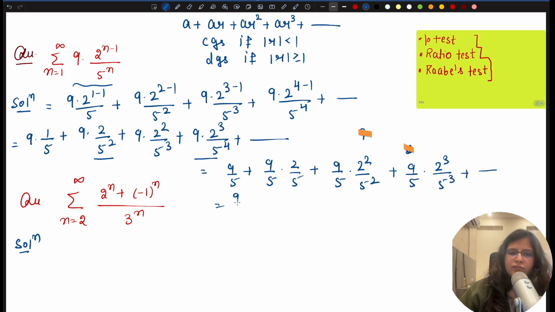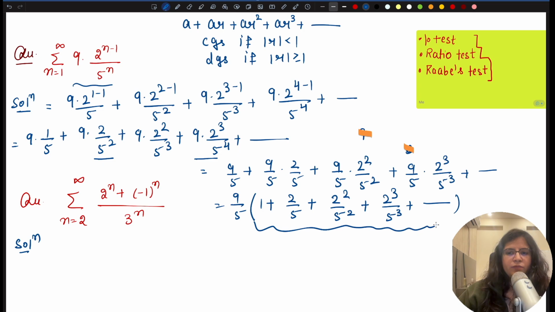If I take 9 by 5 out here, it is 1 plus 2 by 5 plus 2 square by 5 square plus 2 cube by 5 cube plus up to so on. अब देखो, this is my geometric progression. इसमें this is the first term, this is second term, this is third term. So you find the ratio of the second to the first term. I mean to say you find A2 by A1. है ना, let's say this is A1, this is A2, this is A3, this is A4 up to so on. So you find A2 by A1, what are you getting?